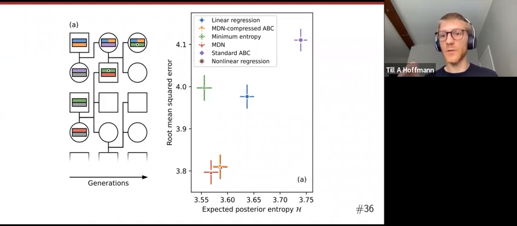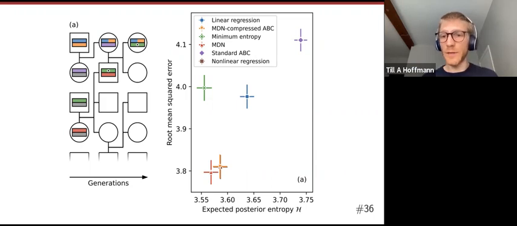But remember, it's allowed to choose different summary statistics for each data set it looks at, whereas all the other ones have to pick summary statistics for the problem. But it doesn't do amazingly well in terms of root mean squared error because of this property that it's very precise, but not necessarily accurate.